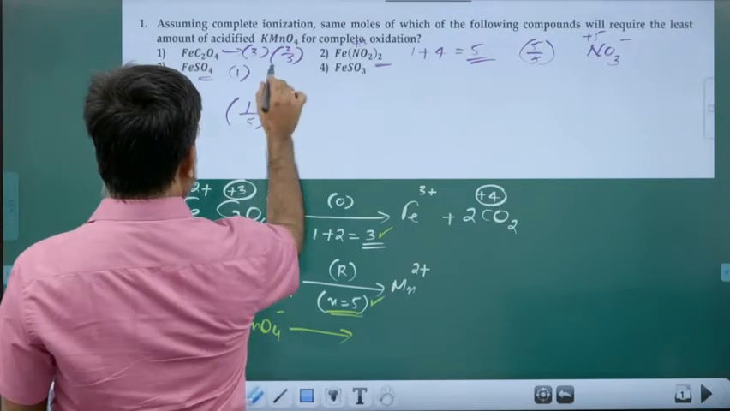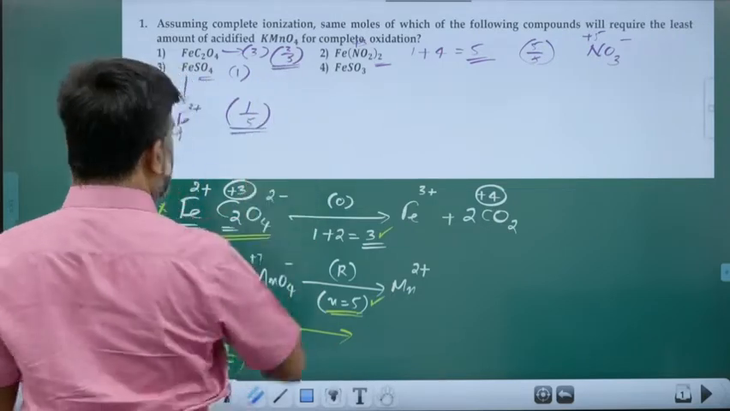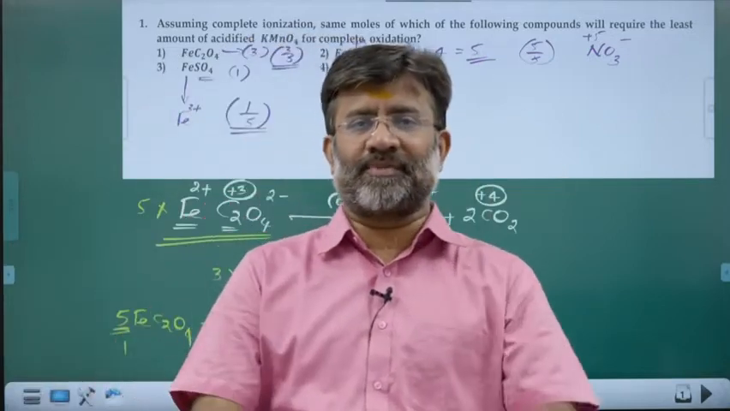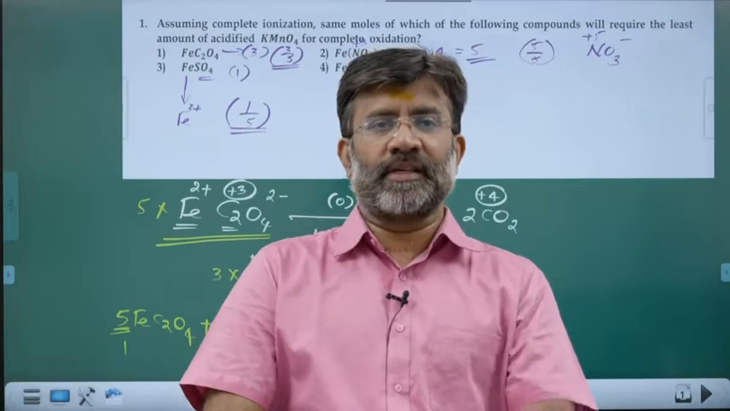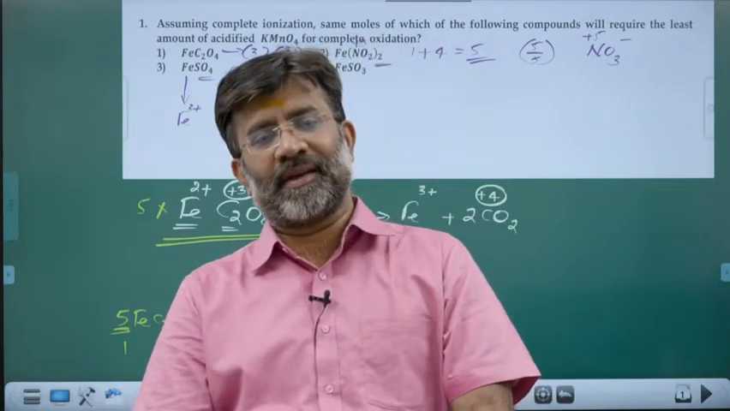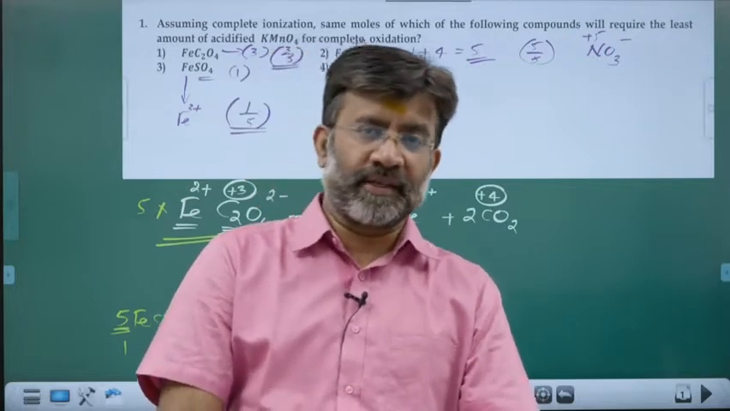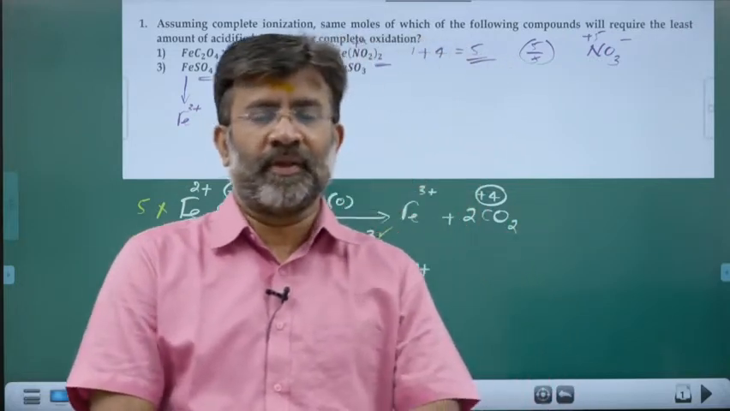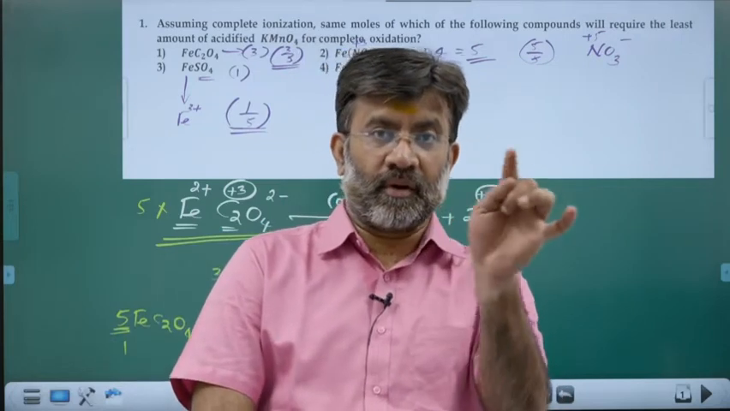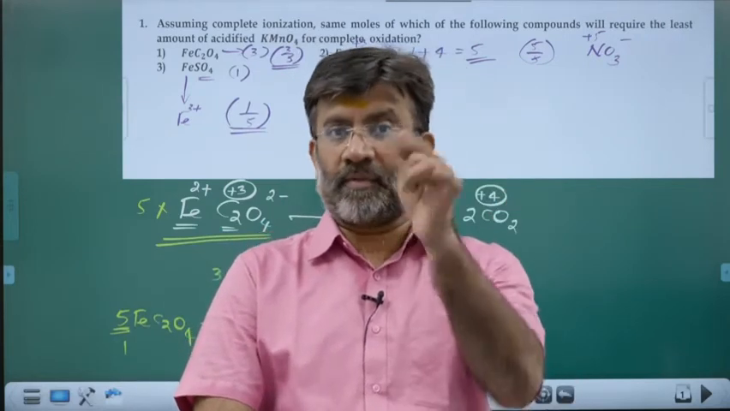All these are the number of moles of permanganate required for oxidizing 1 mole of the given substance. So for oxidizing 1 mole of option A, you need 3 by 5 permanganate. For oxidizing 1 mole of option B, you need 1 mole of permanganate. For oxidizing 1 mole of option C, you need 1 by 5.